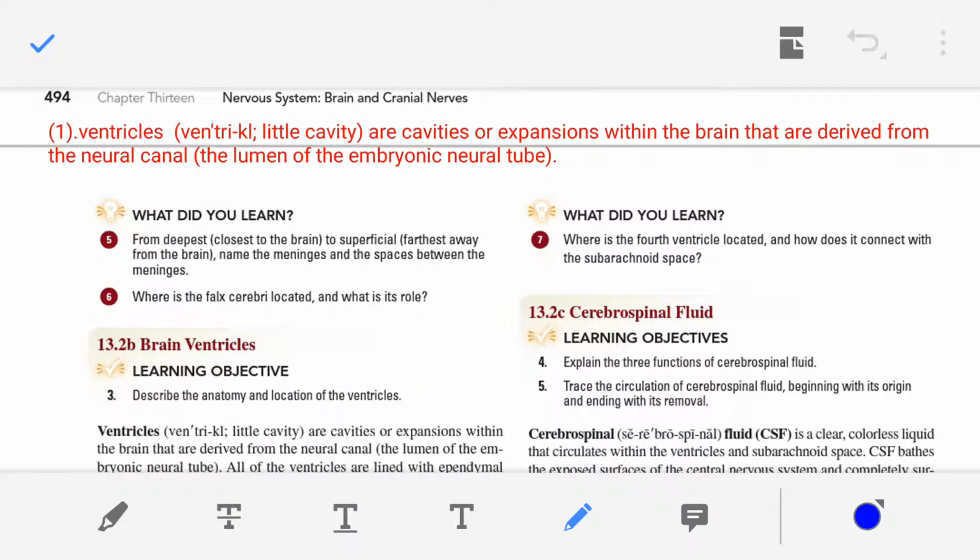Ventricles are cavities or expansions which are present in our brain. These ventricles develop from the neural canal. The neural canal is the lumen of the embryonic neural tube. So from the neural canal, the ventricles develop.